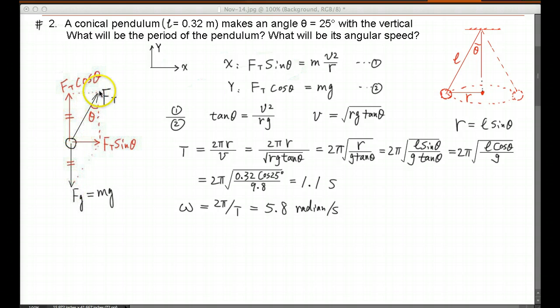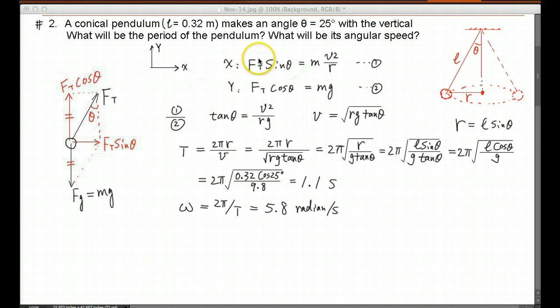And then I resolve the Ft into a vertical component and a horizontal component. The horizontal component is chosen because that's the direction pointing to the center, which is centripetal. So I put the x and y reference here. In a circular motion, one of the directions has to be chosen to point to the center, so that's why I choose horizontal. And then look at the horizontal direction. You can see there's only one force, Ft sine theta, the component of Ft.